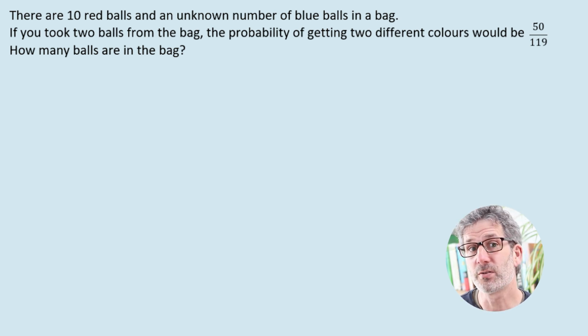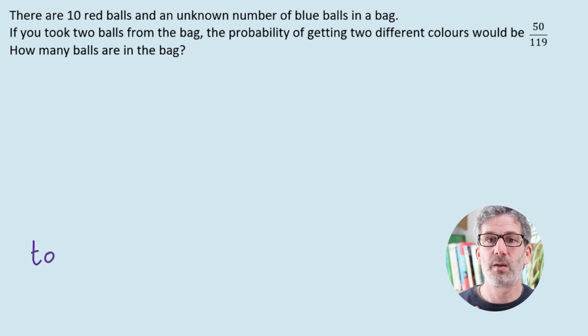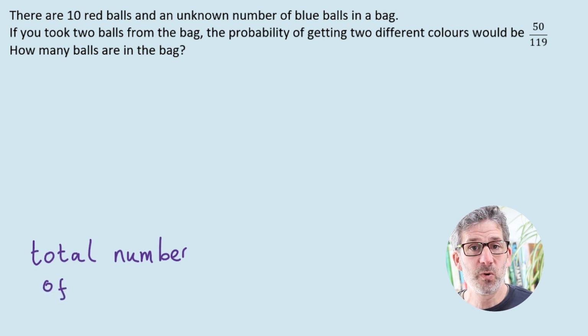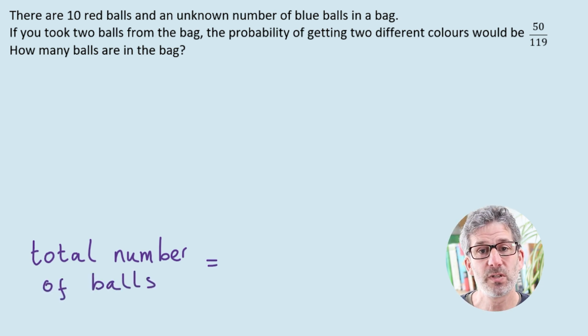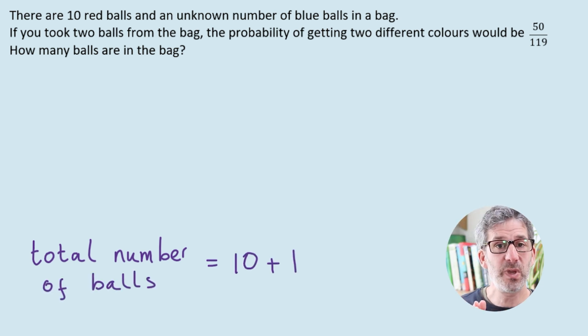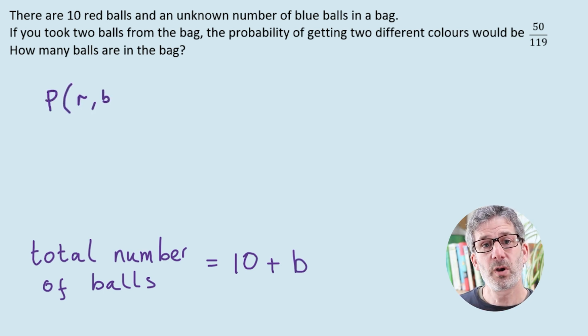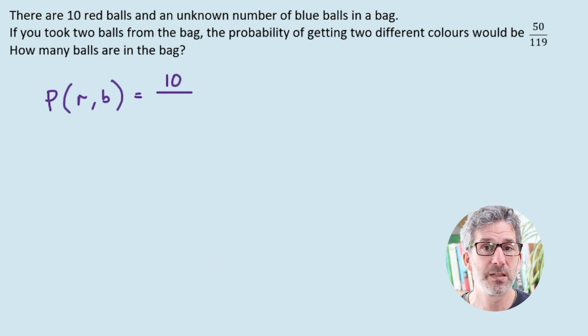Now, we don't know the total number, so we need to decide on a way to describe this algebraically. I'm going to describe it as the number of red balls add the number of blues. And we know that there are 10 red balls, so I could describe the total number as 10 add b, where b is just the number of blue balls that we've got. So the probability of that first ball being red is 10 over 10 add b.